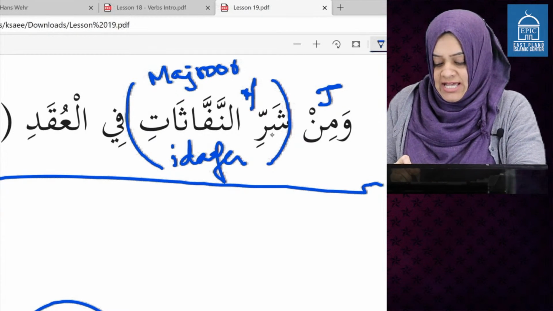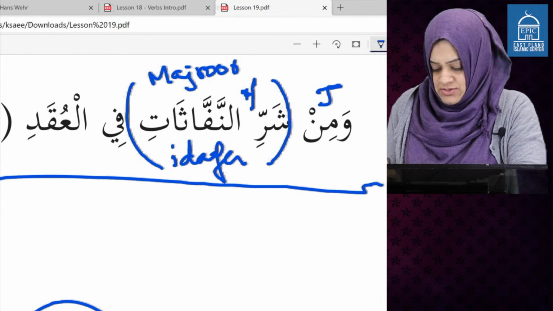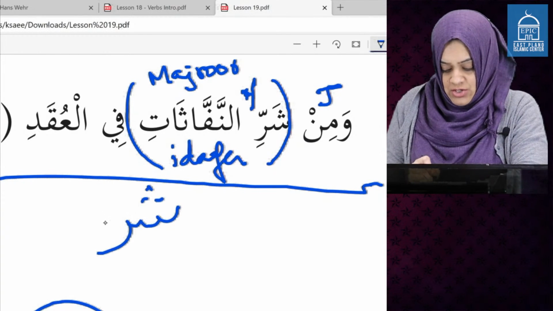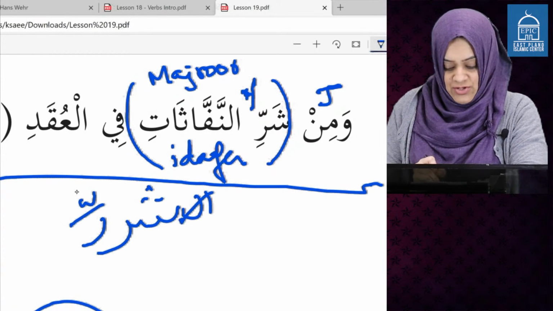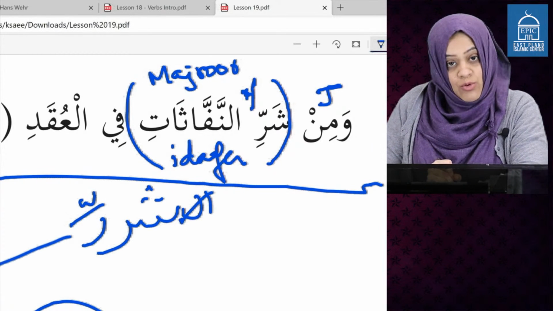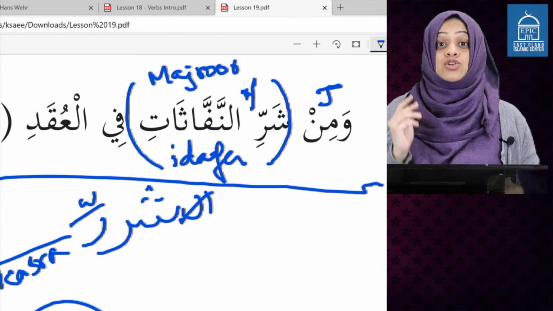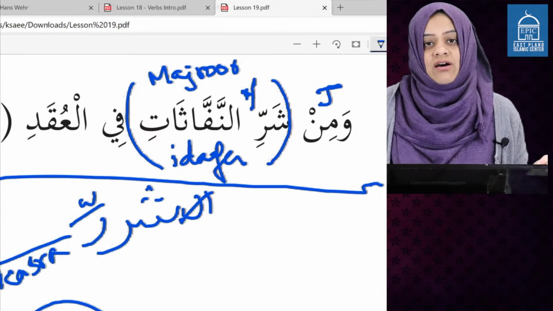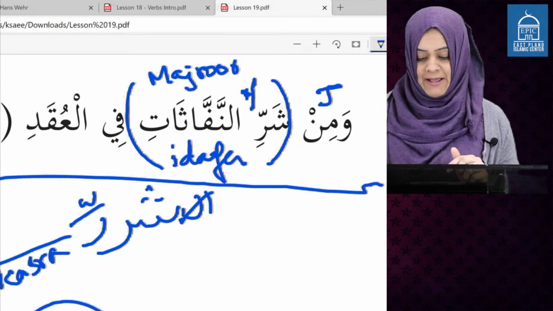And the other thing is, this is a light noun, okay? Shari, you can see it. Shari is a light noun, right? There is no alif lam, there is no tanween, and then it is followed by a noun that has a kasra ending. So that basically tells me this can only be idafa. It cannot be anything else. So keep that in mind, okay?